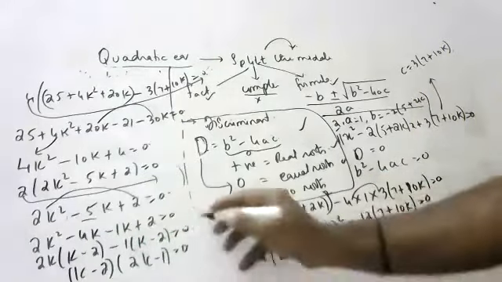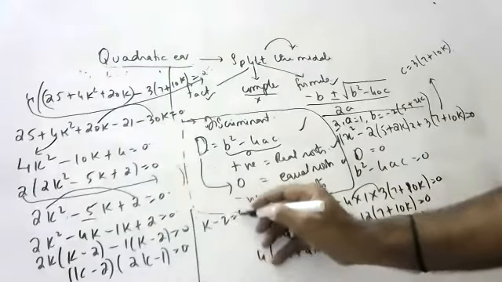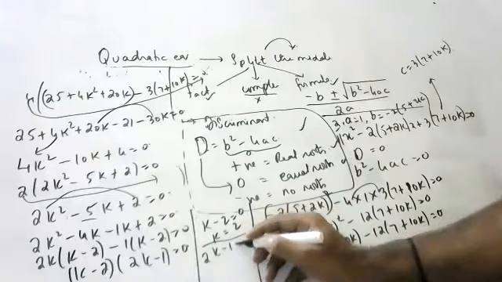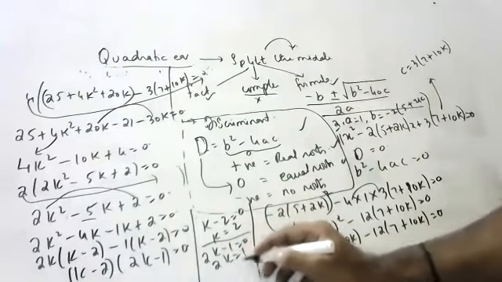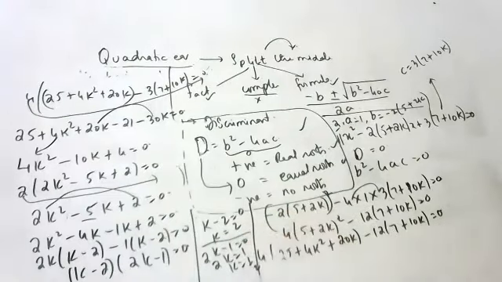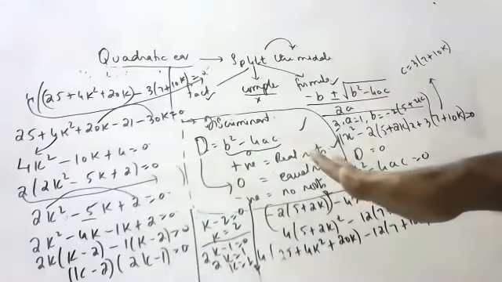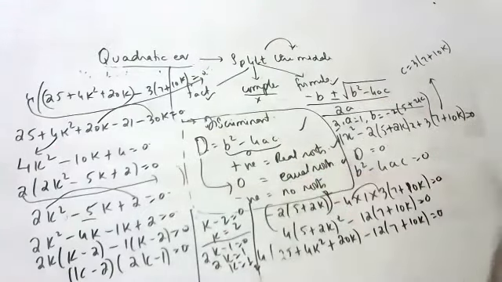So k minus 2 into 2k minus 1 is equal to 0. So children, k minus 2 is equal to 0 means k is equal to 2. 2k minus 1 is equal to 0 means 2k is equal to 1, k is equal to 1 by 2. Like this sums will come, children. A little bit bigger, more than this also will come. So first I am showing you this. These are the more important sums. Let's do some more.